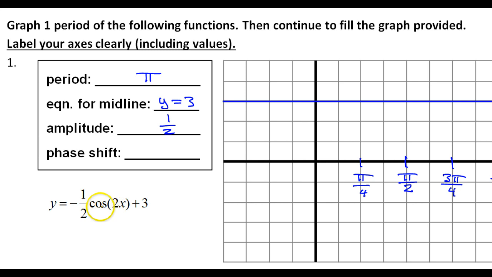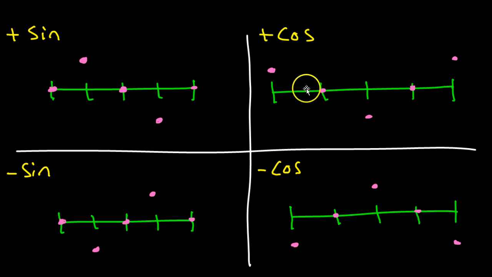Now the function is a cosine function, and we learned long ago the basic graph of sine and cosine. Whereas sine always starts from the midline and goes up or down, cosine never starts at the midline. Cosine starts at the amplitude. So if it's positive, it's going to start off at positive amplitude. If it's negative, it's going to start off at negative amplitude. But it starts off at the amplitude.